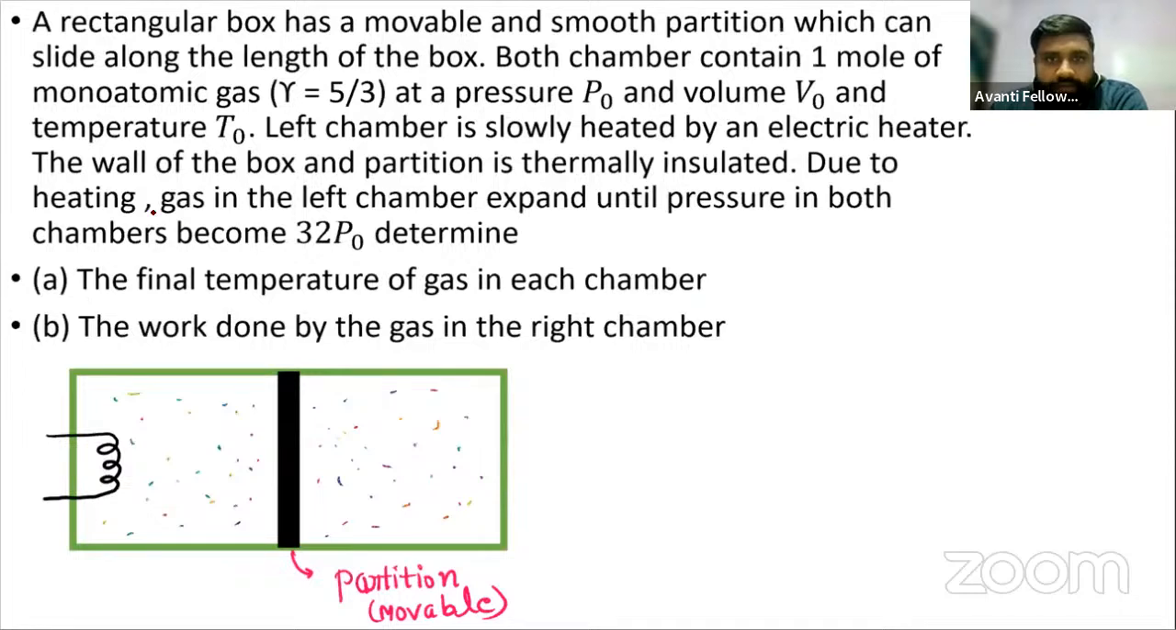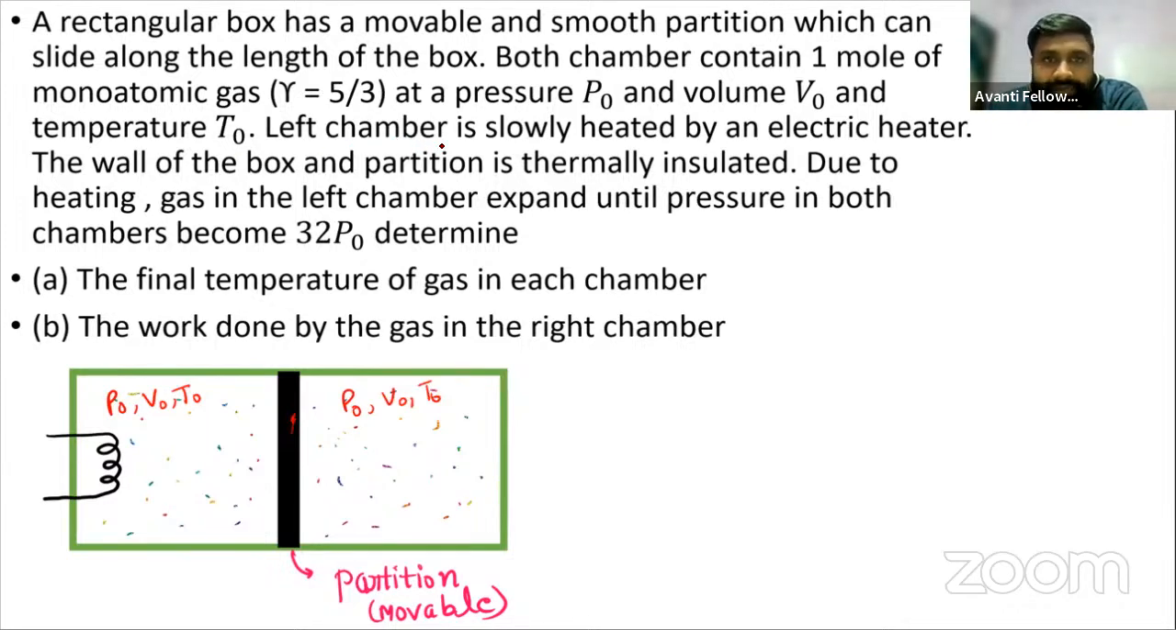Okay. So a rectangular box is given to you. The rectangular box has a movable and smooth partition. This is the partition, which is movable and smooth, so there is no friction in this. It can slide along the length of the box. Both chambers contain 1 mole of monoatomic gas, so for monoatomic gas gamma is 5 by 3, at a pressure of P naught, volume V naught, and temperature T naught. So the initial values are P naught, V naught, T naught, and here also P naught, V naught, T naught, in the left hand side and the right hand side.